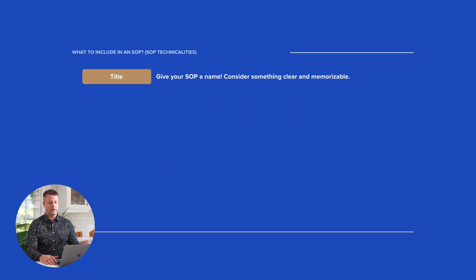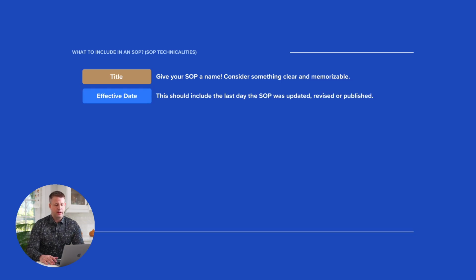So the title: give your SOP a name. Consider naming it something clear and memorizable. Effective date: this should include the last day the SOP was updated, revised, or published. So if you publish an SOP tomorrow, the effective date would be that date. If you revise it in a year, then that would be the effective date. So whenever it was last published or revised.